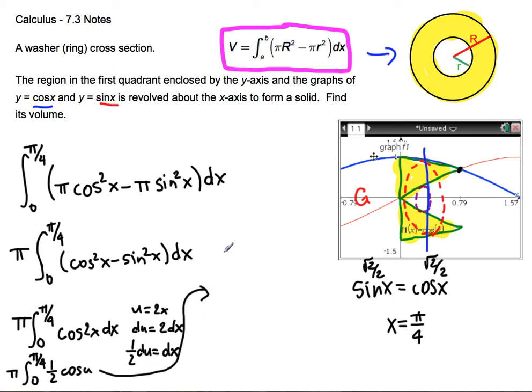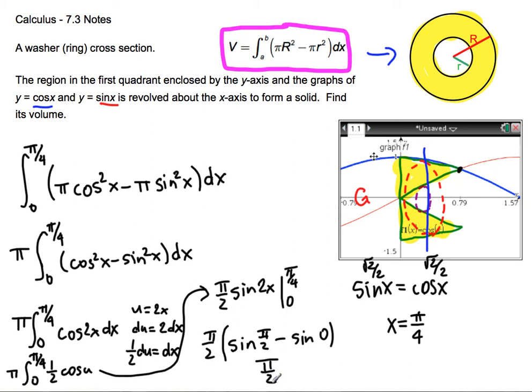Move over here to this side. When you do that, that's going to be pi over 2. And then when you integrate, that's going to end up being sine u, sine 2x. Okay? And we're going to go from 0 to pi over 4. And so when you do that, you're going to have pi over 2 times the sine of pi over 2 minus the sine of 0. And that's going to give you then pi over 2 units cubed for your area.